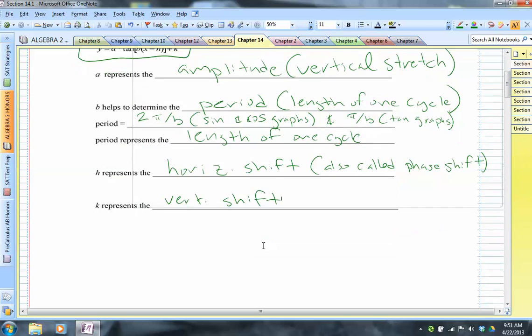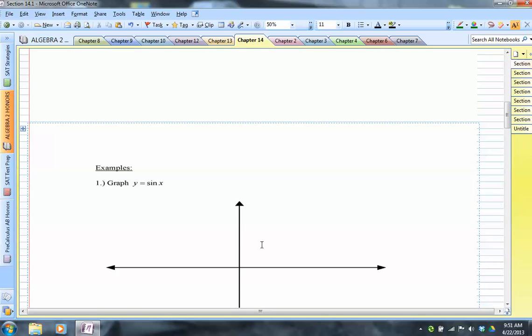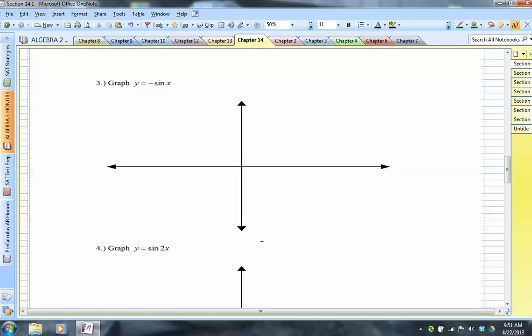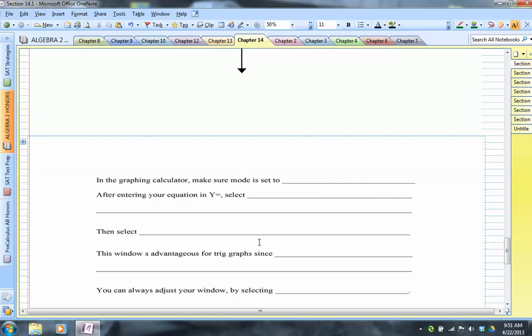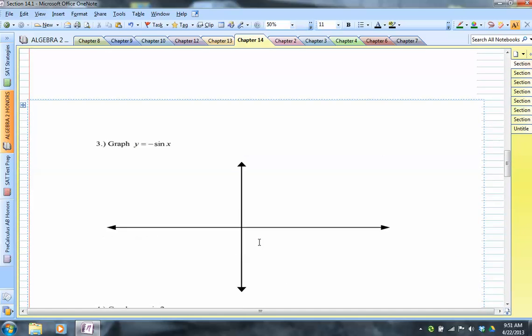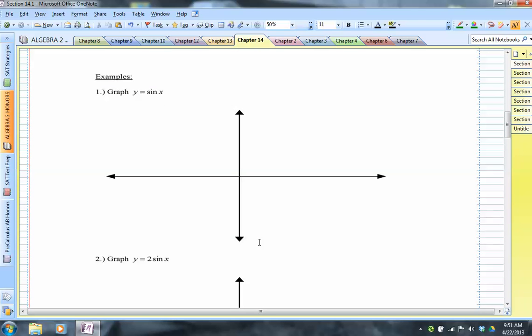Okay, so we're only going to do 3 examples in this video. We'll do example 1, then 5, and 6. The other examples and the rest of the notes we'll actually complete when we meet as a class. So let's look at example 1. You're asked to graph y equals sine x.